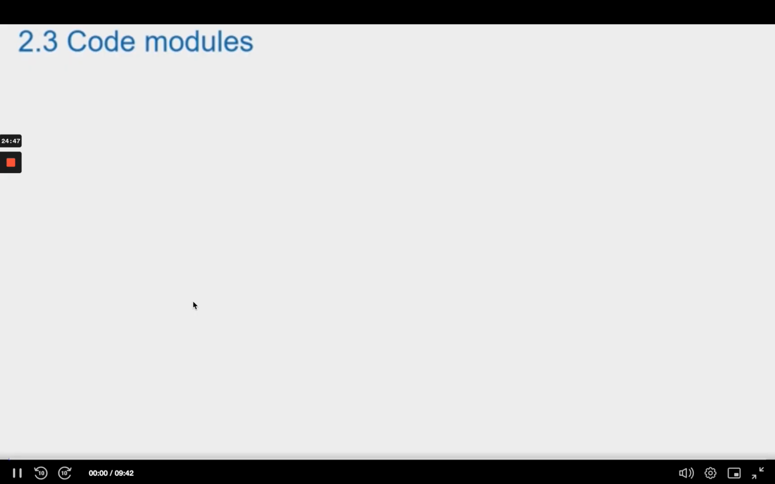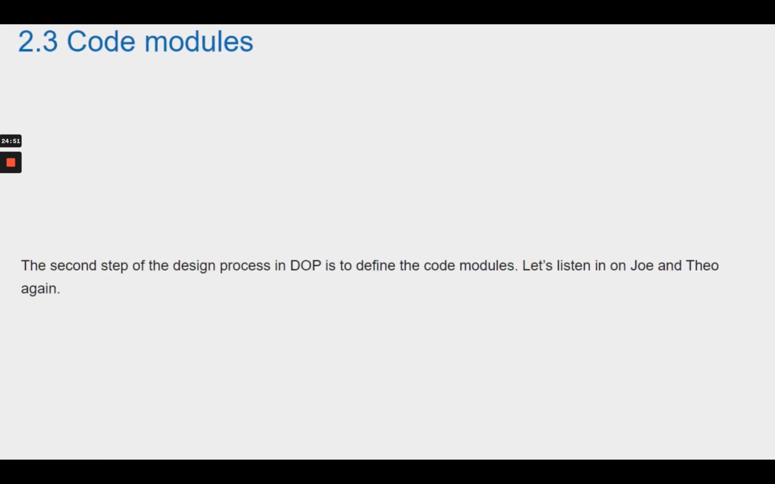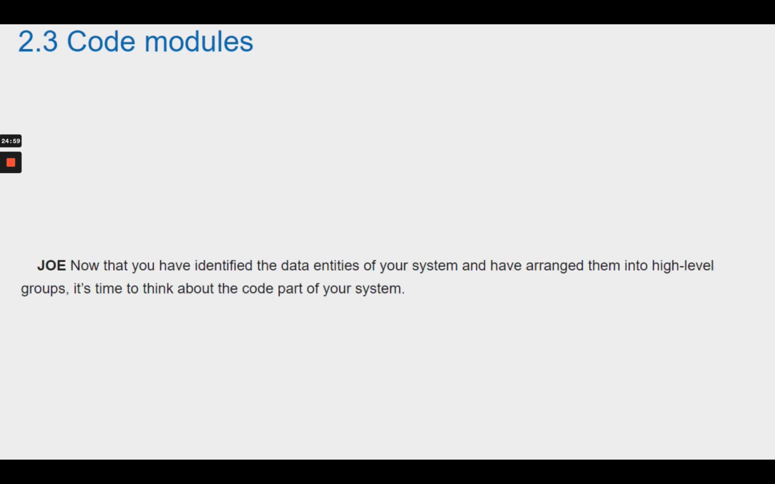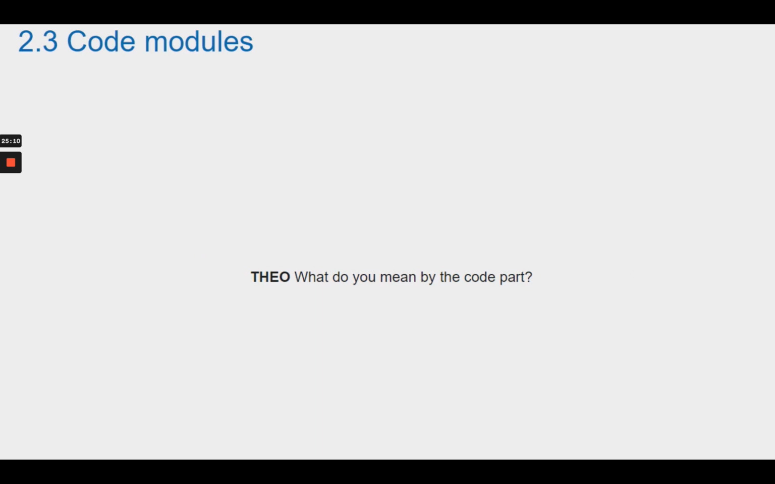Section 2.3, Code Modules. The second step of the design process in DOP is to define the code modules. Let's listen in on Joe and Theo again. Joe, now that you have identified the data entities of your system and have arranged them into high-level groups, it's time to think about the code part of your system. Theo, what do you mean by the code part?